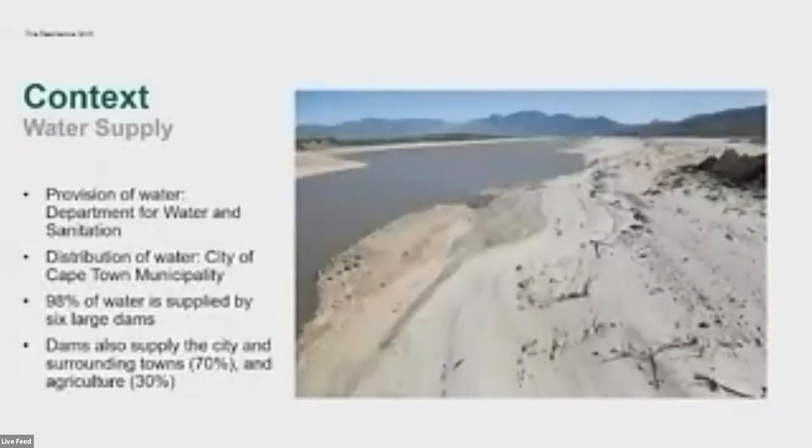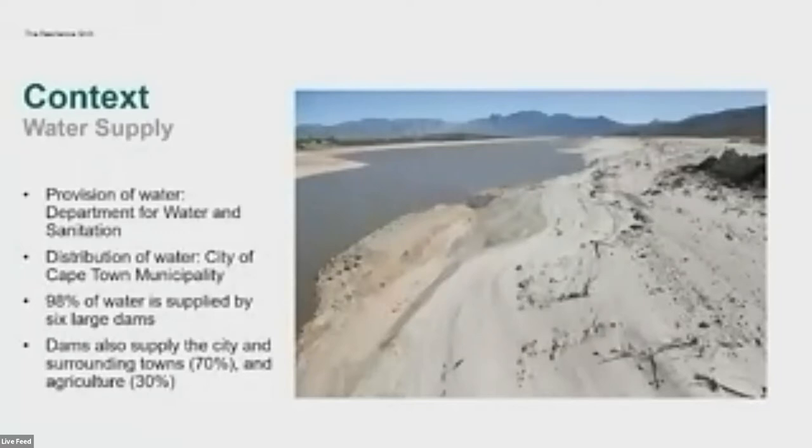So in Cape Town, the Department of Water and Sanitation is responsible for the provision of water across the whole of South Africa, but then within Cape Town, the city municipality is responsible for the distribution across the city and surrounding areas. The city receives the vast majority of its water, about 98%, from six dams that are located outside the city. And these reservoirs are typically replenished during the wetter winter months and exhausted during the drier summer months.